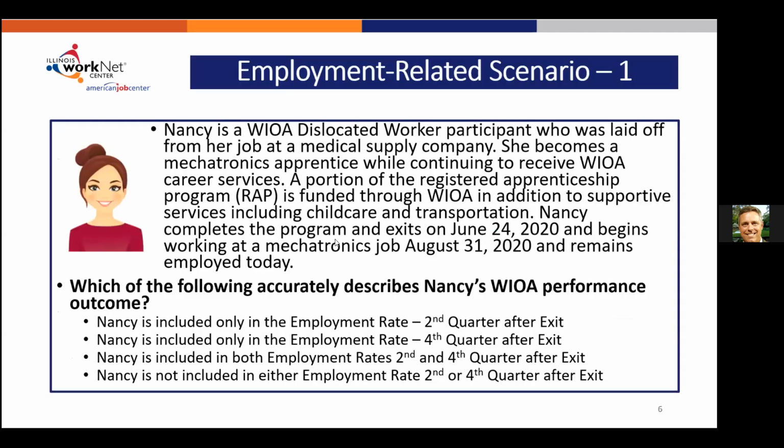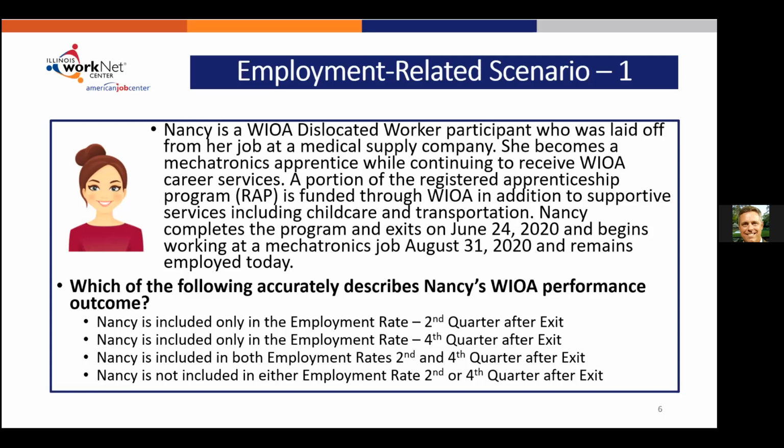We'll start again with a poll here. We have Nancy, who's a dislocated worker participant. She's participated in a registered apprenticeship program, and as you'll see here, she's receiving career services as well. So she's finished that program, and it says here she exited the program June 24th of 2020, and the training she received in that apprenticeship was towards mechatronics. So she gets employed in that job finally on August 31st and remains employed today.